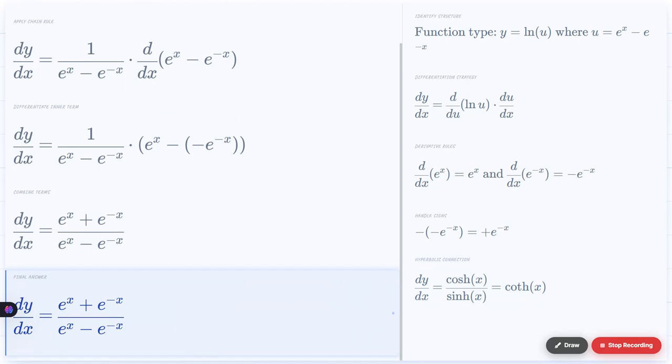We state our final result, which is dy divided by dx equals e to the power of x plus e to the power of negative x, divided by e to the power of x minus e to the power of negative x. We do this to finish the problem. This is the completed derivative.